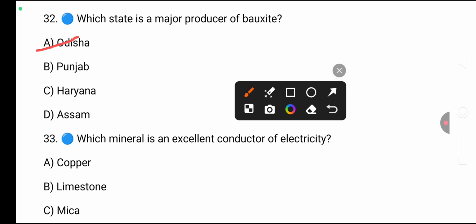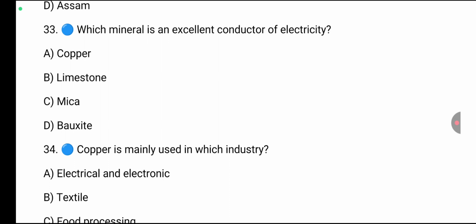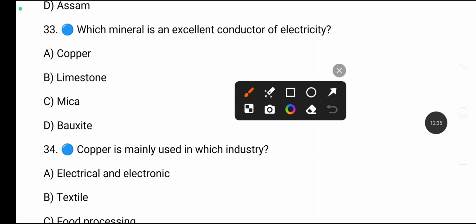Okay. Now moving on to question number 33. Which mineral is an excellent conductor of electricity? The options are copper, limestone, mica, and bauxite. The answer is A, copper.